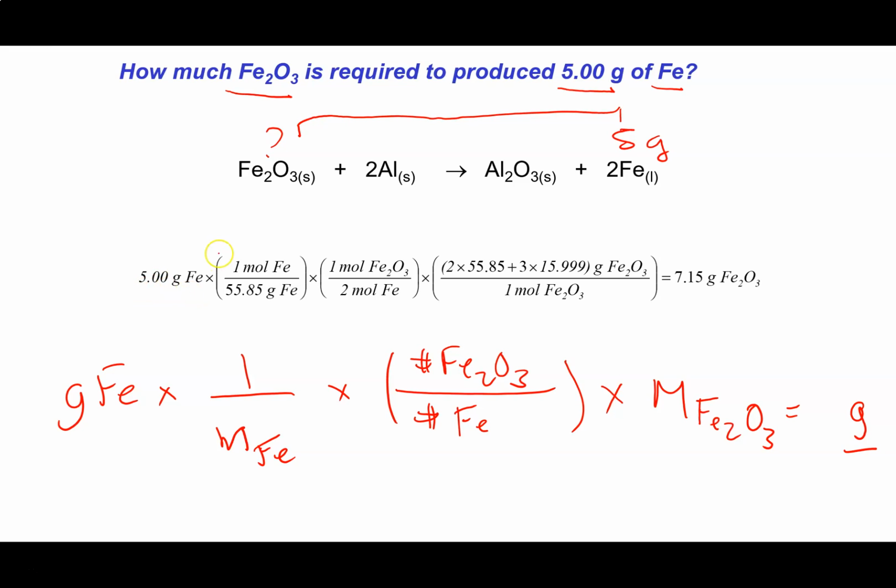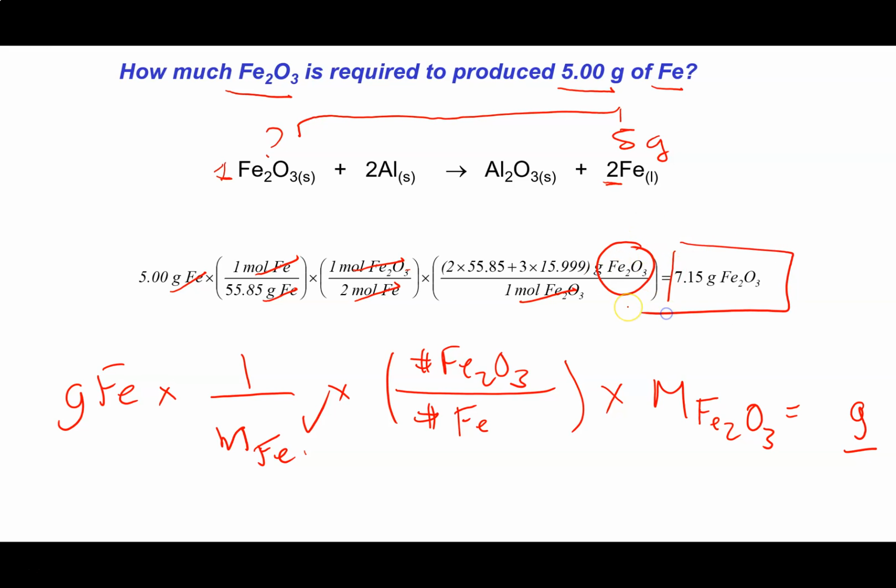So 5 grams of iron multiplied by 1 over its molar mass converts the grams of iron into moles of iron. So we've done that step. Now we multiply by the stoichiometric coefficient of the Fe2O3, which is 1, divided by the stoichiometric coefficient of the iron, which is 2. So we get 1 mole of Fe2O3 for every 2 moles of iron. So moles of iron leaves us with moles of Fe2O3. And then the final step is to turn the moles of Fe2O3 into grams of Fe2O3, and we do this by multiplying by the molar mass. So there we go, and that leaves us with the units that we want.